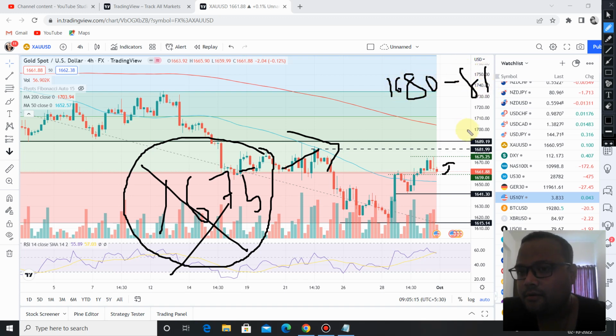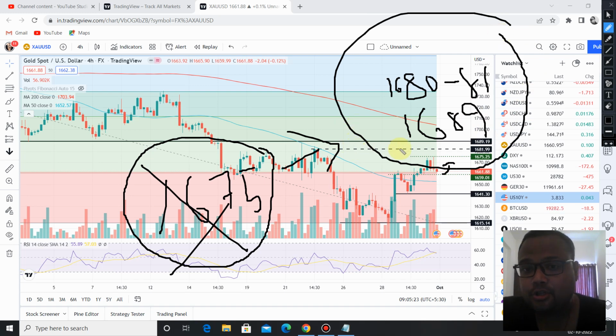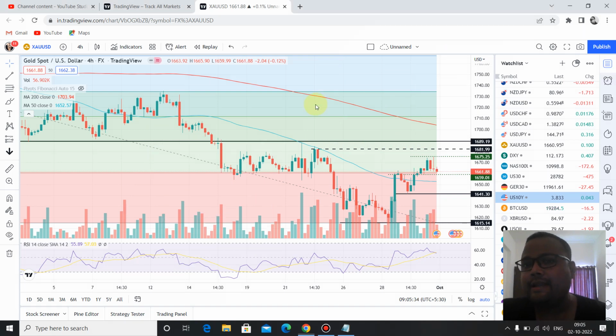You need to wait for the 1680-81 to 1689 level. This is the whole resistance zone. In this level, do not take any buy position. The 1680 to 89 level is a big seller zone in the market, and in this level do not take any buy position, because here you can expect the market to reverse. Let me explain why.